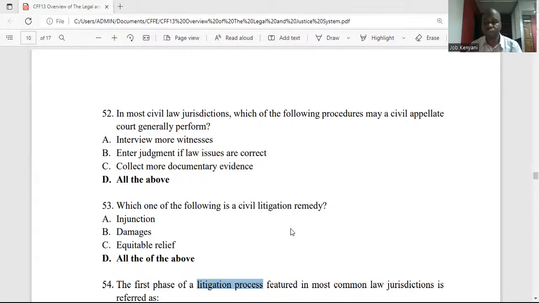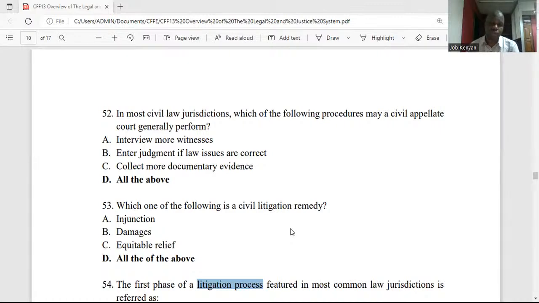What about a criminal lawsuit? A criminal lawsuit will likely involve the state and a private citizen. A civil lawsuit involves wrongs committed between private individuals or private citizens. A criminal litigation involves a crime, for example murder, robbery, theft, violence. It is a crime that will likely involve the state and a private citizen.